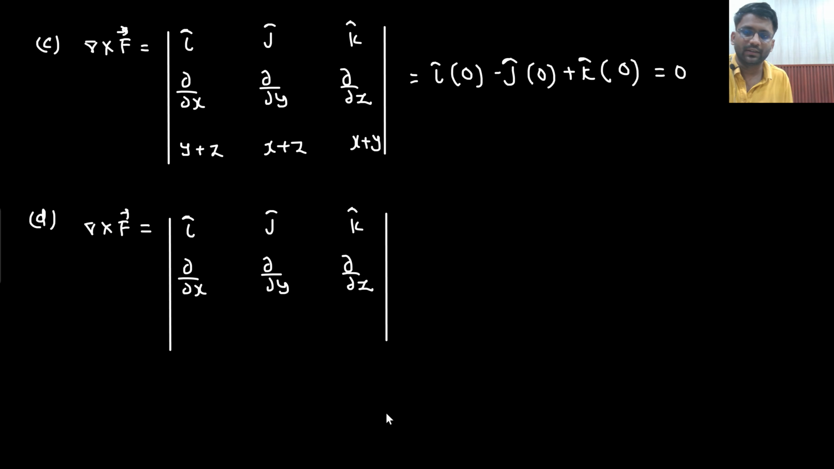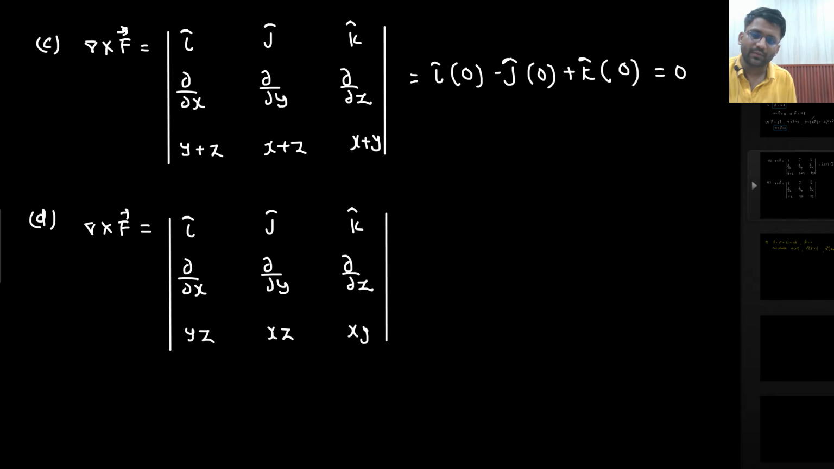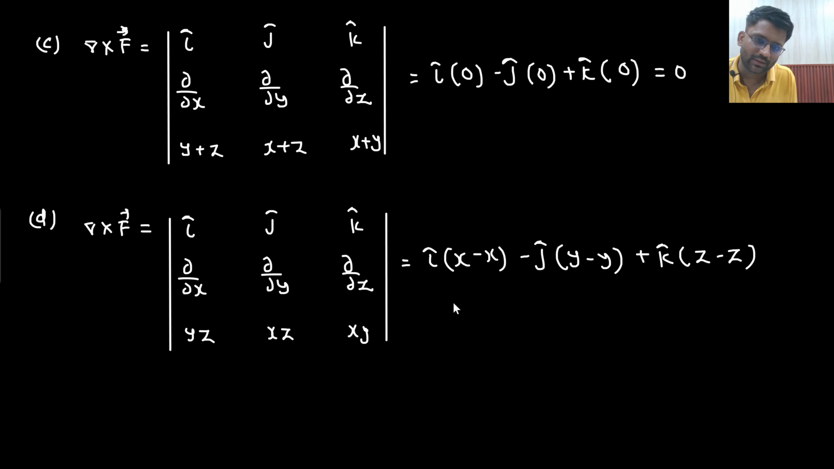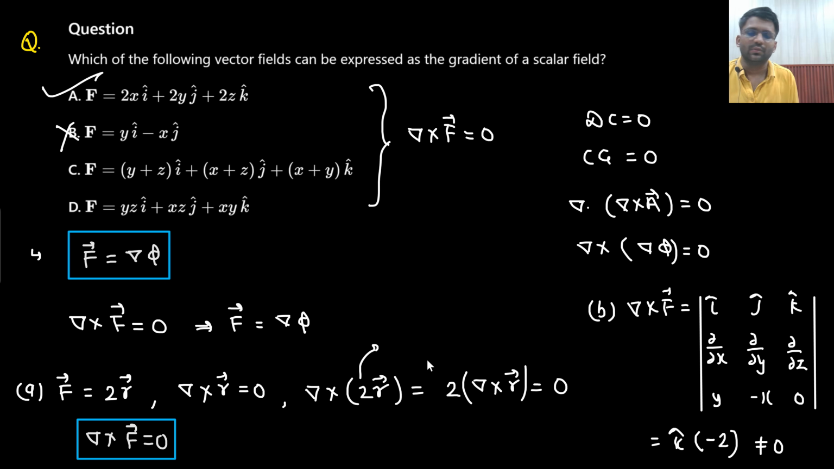yz, xz, xy. i cap x, then partial differentiation with respect to z will also be x only. So x minus j cap y minus y plus k cap z minus z. So yes, it is coming out to be 0 only. So this option is also correct.